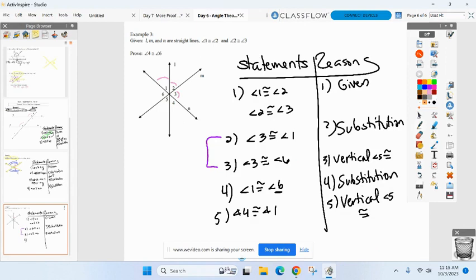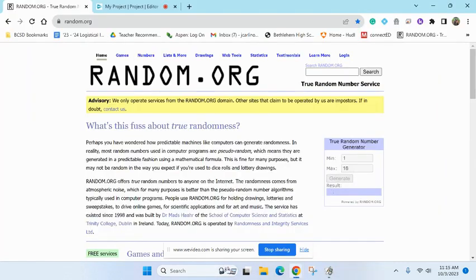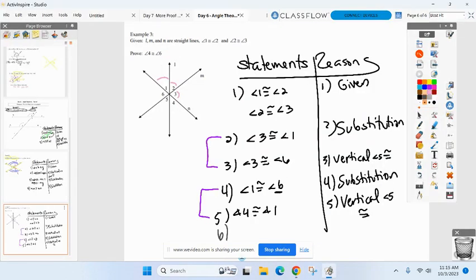Look at what you just wrote now. Look at steps 4 and 5 and come up with a conclusion. 1's congruent to 6, 4's congruent to 1, leaving 4 and 6. Gabby, what's left? What two angles are congruent now? And that's what I needed.